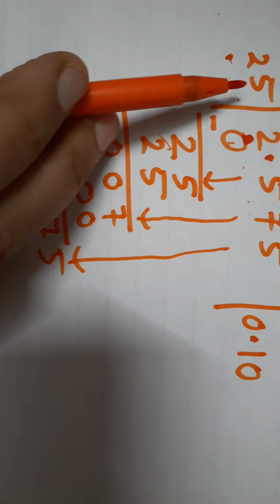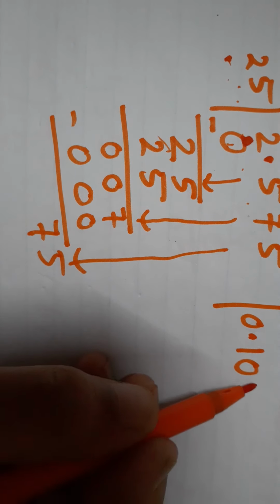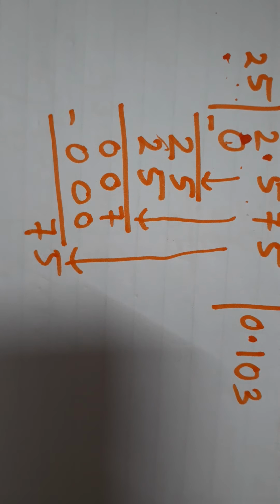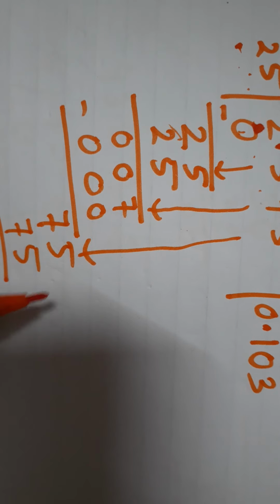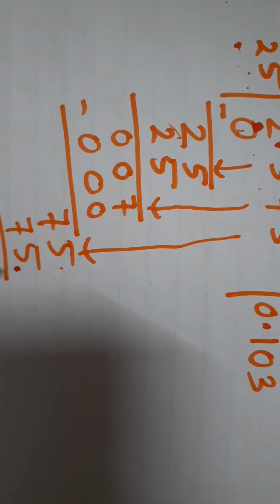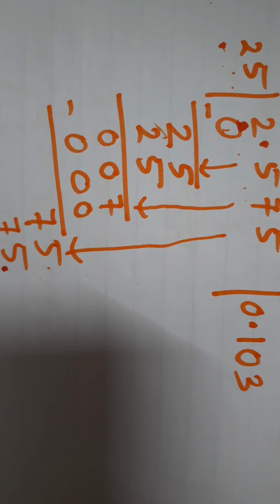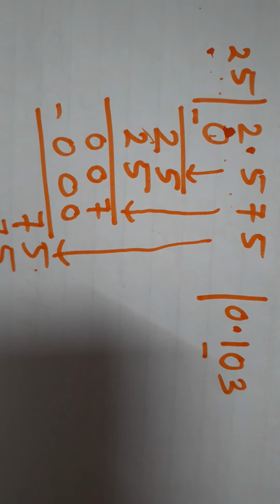So when this 5 comes down and sits here, students, you can understand that we are getting 75. Now 3 times 25 is 75. That means we can write 3 in the quotient, and we will put 75 here. Now after subtraction, 75 and 75, we get our remainder 0. That means if you are dividing 2.575 by 25, we get the answer 0.103.